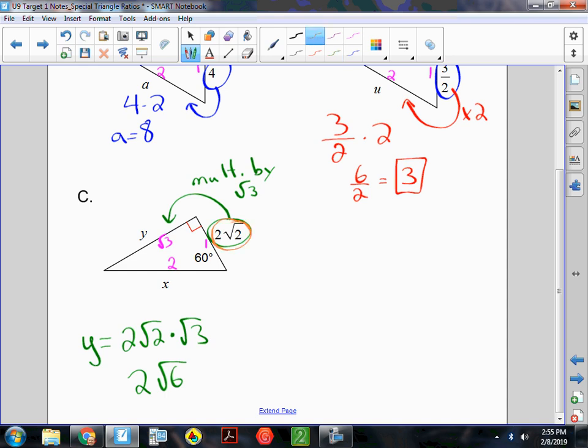To get the x value, I take that short side and I multiply it times 2. So 2 square root 2 times 2 is going to give me 4 square root 2. 2 times 2 is 4, and that's equal to x.